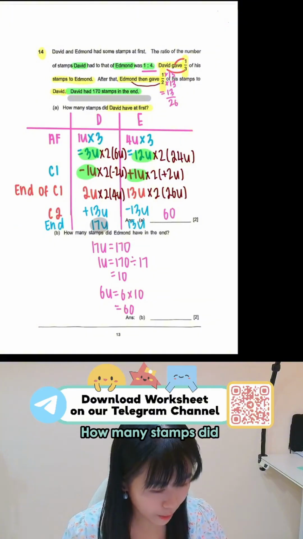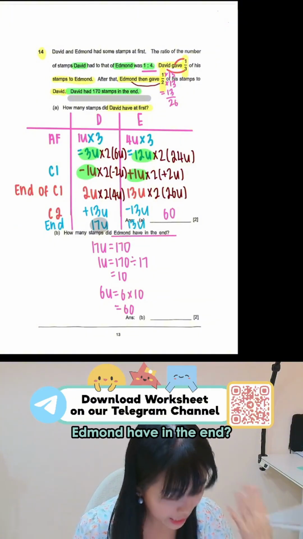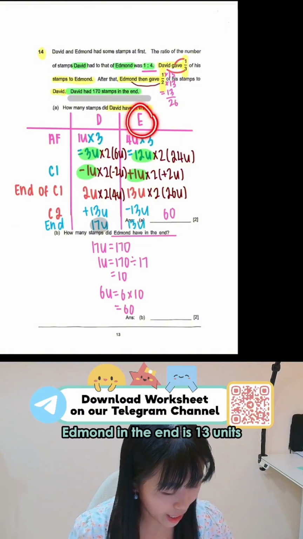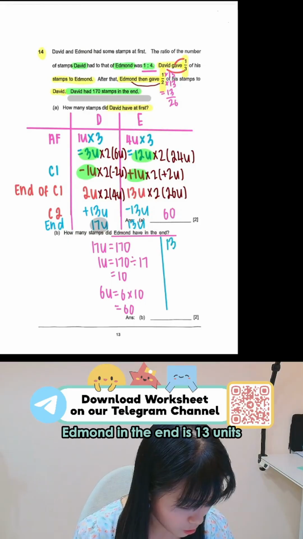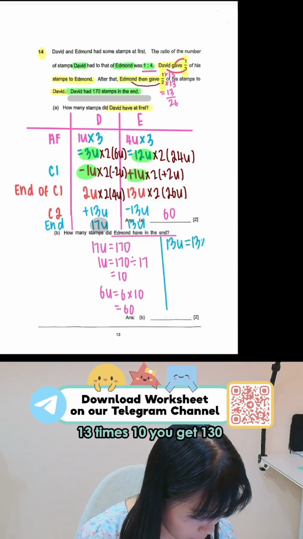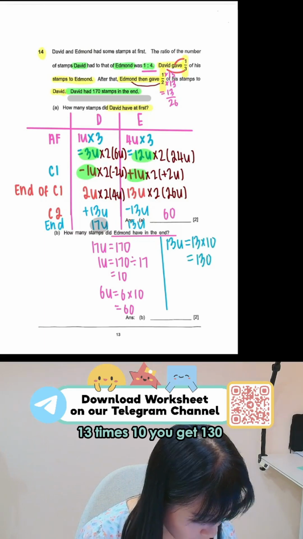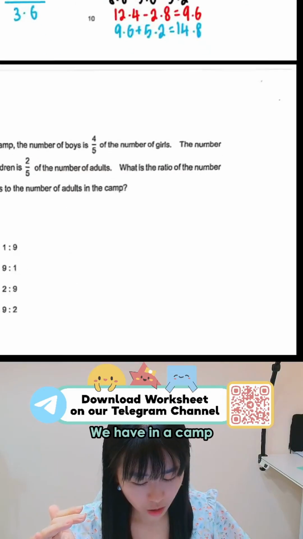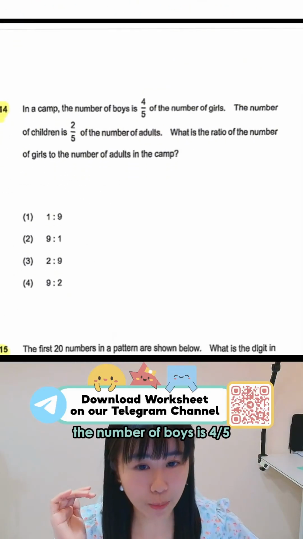How many stamps did Edmund have in the end? Edmund in the end is 13 units. You just need to take 1 unit, which is 10. 13 times 10, you get 130. Okay, so 130 done.